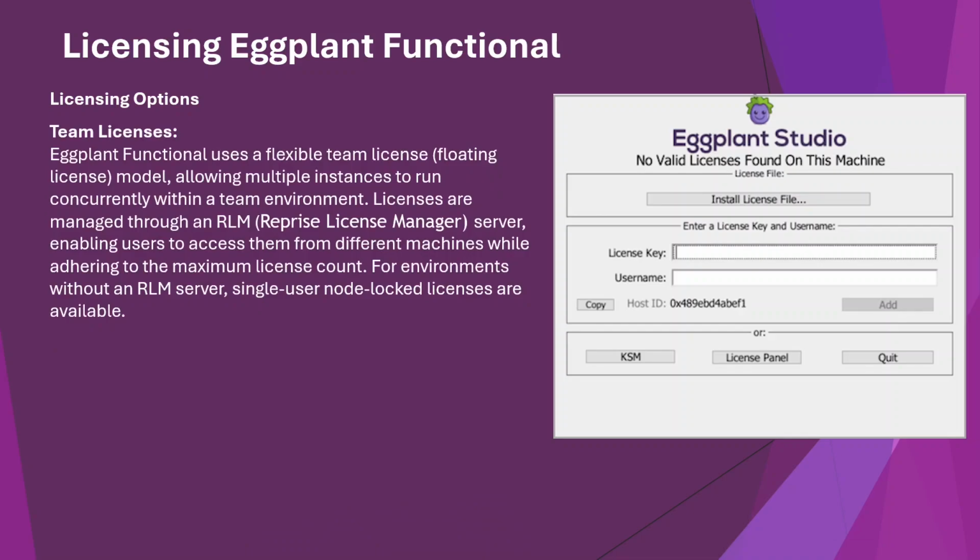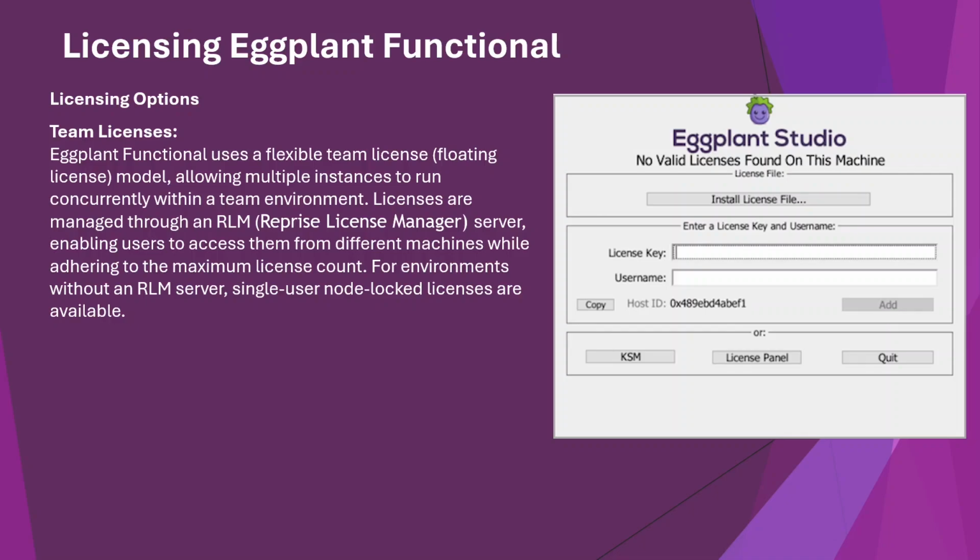The first license option is team licenses. Eggplant Functional uses a flexible team license, also called a floating license model, which allows multiple instances to run concurrently within a team environment. So if you have a large team and would like to buy a floating license, then you can go with team licenses.